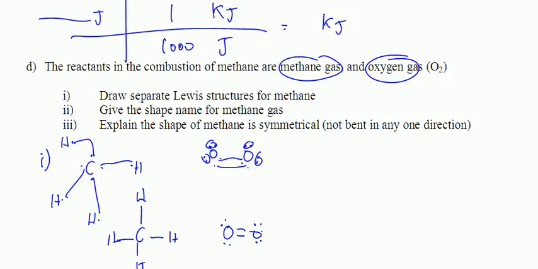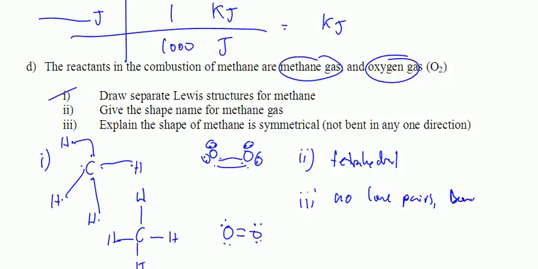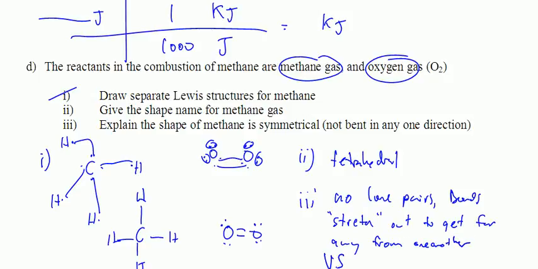Looks like that. Give the shape name for methane. Methane has 4 things attached, so it's called a tetrahedral. And 3, explain the shape, why it's symmetrical. So there are no lone pairs. Bonds stretch out to get far away from one another. We used to call this the valence shell electron pair repulsion.